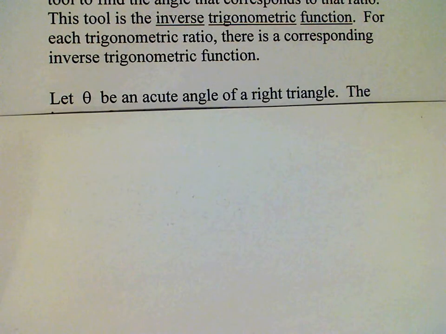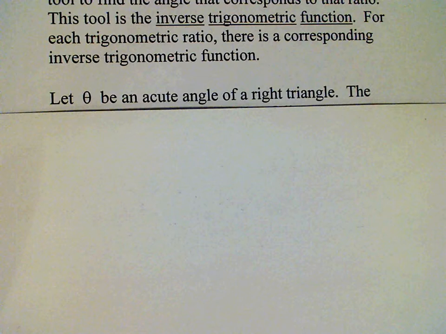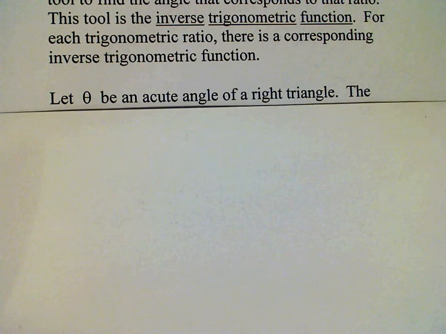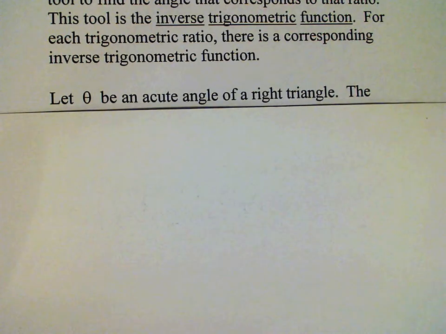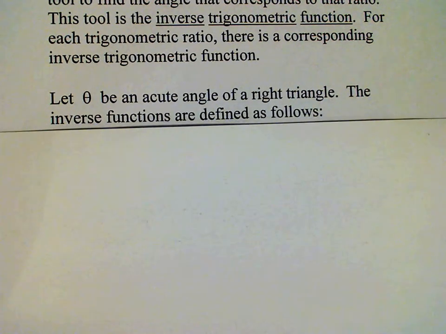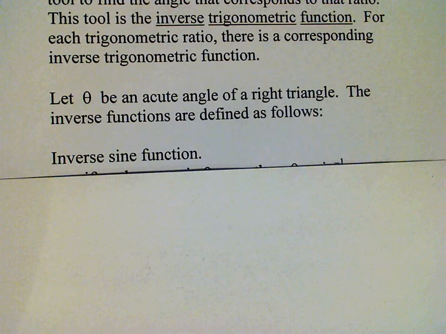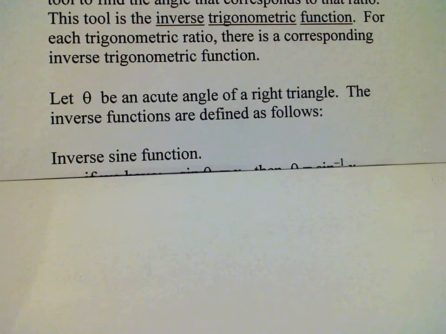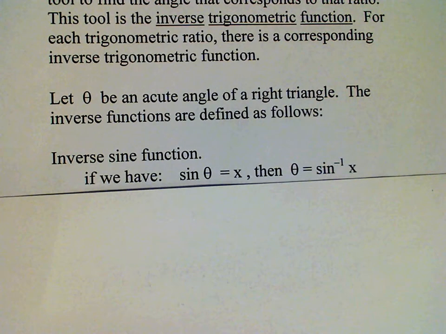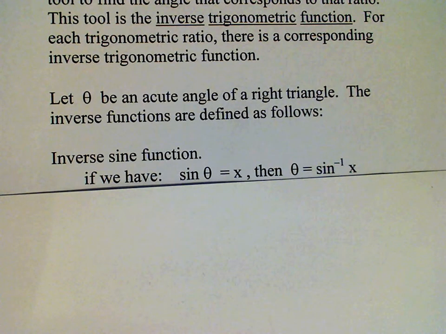Okay, so we'll consider the acute angle theta in a right triangle. You remember this corresponds in our standard diagram to the measure of angle A. Then the inverse trig functions are defined in the following way. First of all, the inverse sine. If we have sine of theta equals x, then theta is the inverse sine of x.